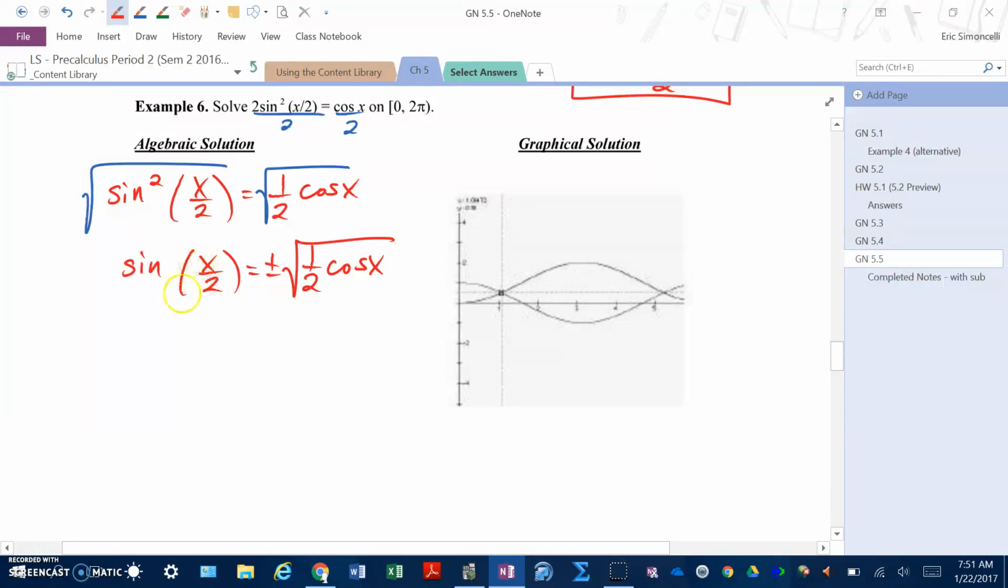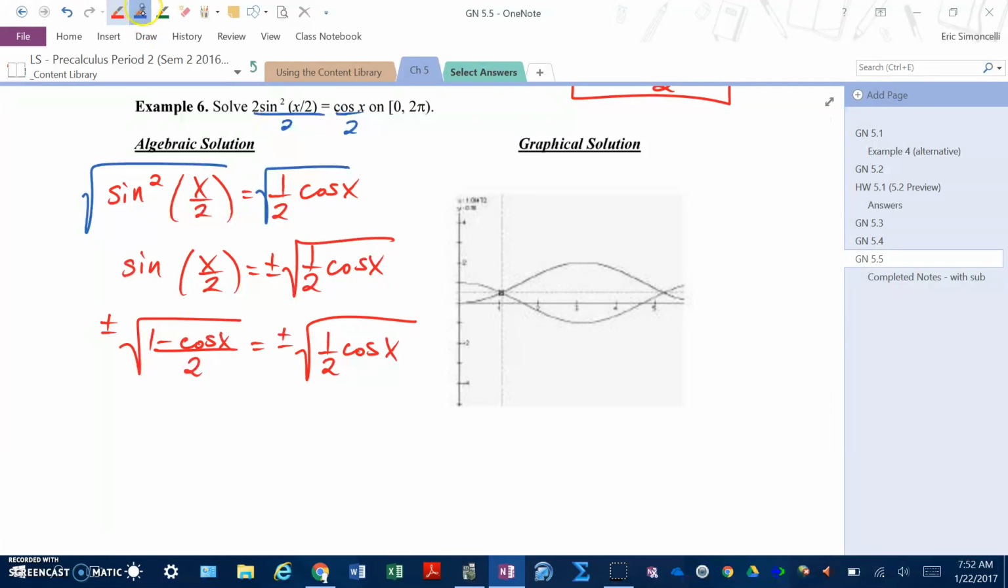From here, I'm going to incorporate a half angle formula. The half angle formula, if you recall from above, for sine of u over 2 is plus or minus square root 1 minus cosine x over 2, or u over 2. I'll use x here, of course. And that's still equal to the same thing, plus or minus square root 1/2 cosine of x. Now this is quite nice because when we have 2 square roots on either side, we can square both sides of the equation. And when you square both sides, that leads to 1 minus cosine x over 2.